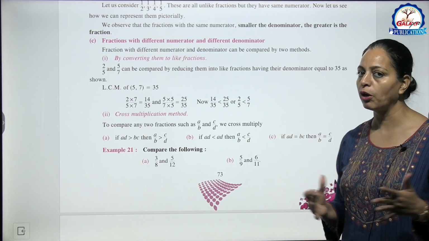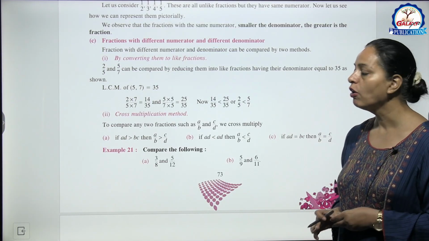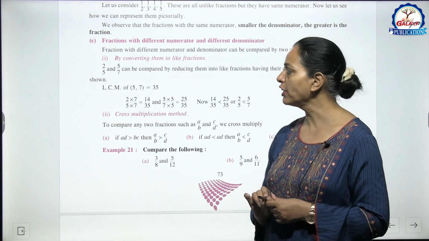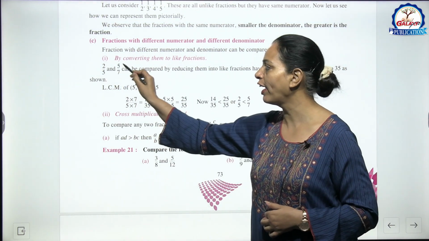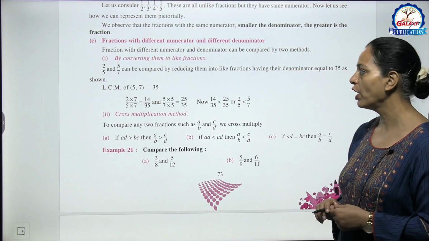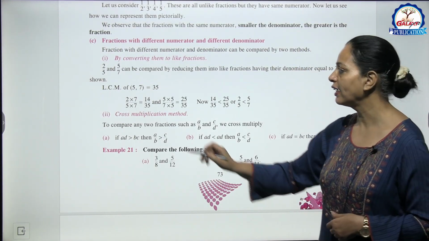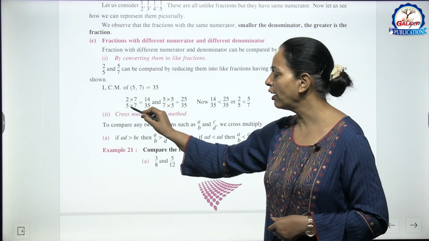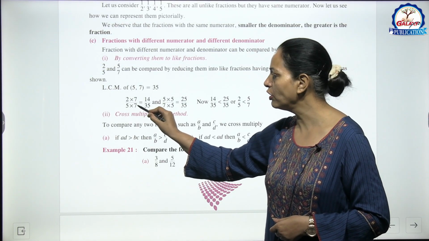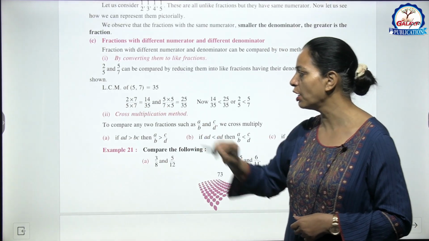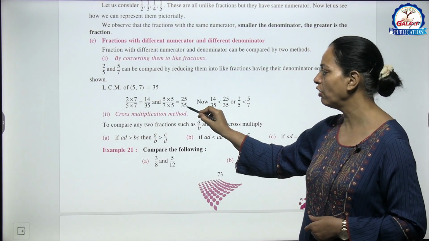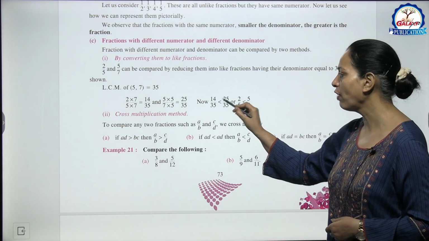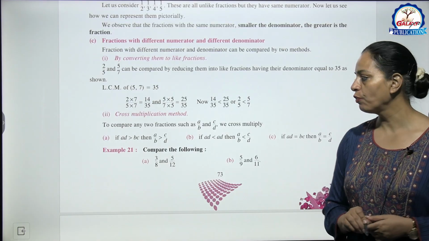First of all, we change them into like fractions. And how will we change them into like fractions? We will find the LCM of the denominators. Like here, 2/5 and 5/7. So we are finding their LCM, that is 35. Now what will we do? Change the denominator. So 5 into 7, 2 into 7, 14 upon 35, and here 25 upon 35. Now we can compare it. So the second fraction is greater than the first one.